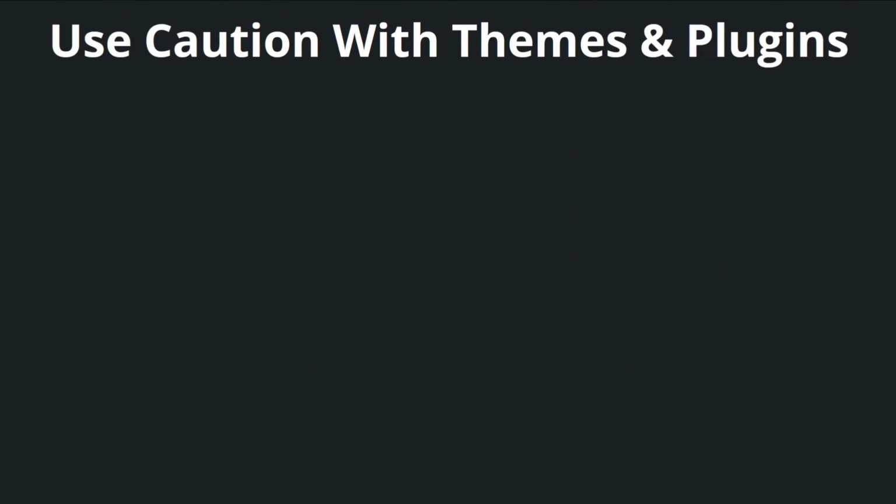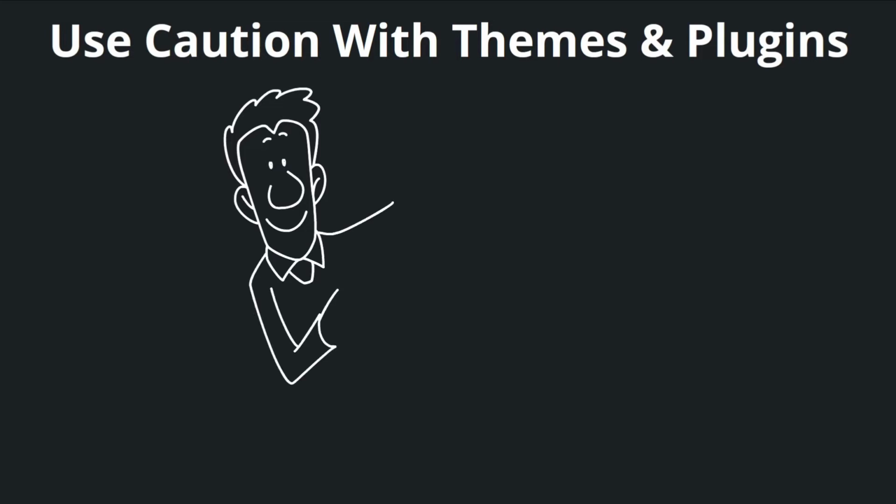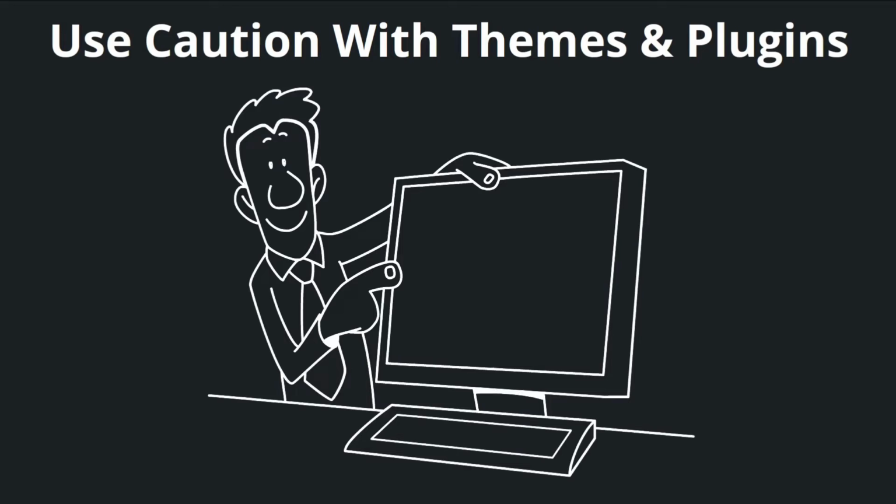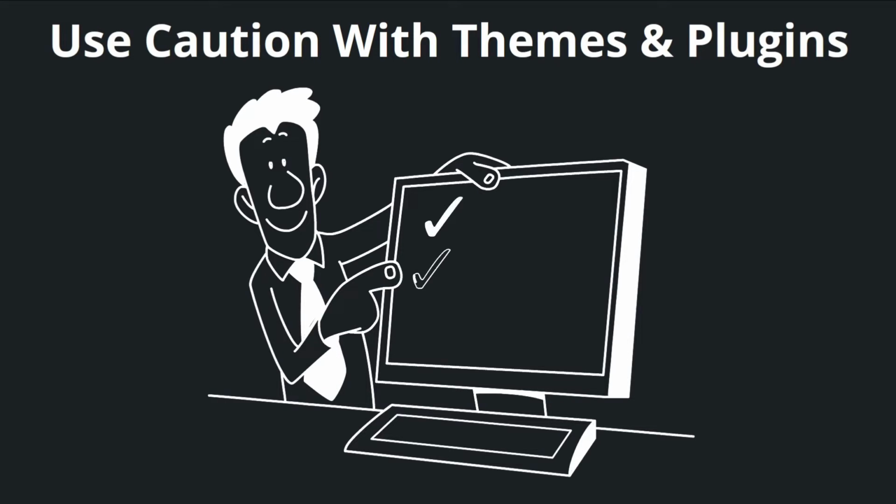Along with regular updates, it's important to exercise caution and use common sense when you're installing themes and plugins. Because themes and plugins modify and extend the functionality of your website, they can introduce unique vulnerabilities that aren't present in WordPress core. Ultimately, your website is only as secure as your least secure plugin. So before installing any theme or plugin, take a look at the reviews, see how many other sites are using it, and make sure it's being actively maintained.